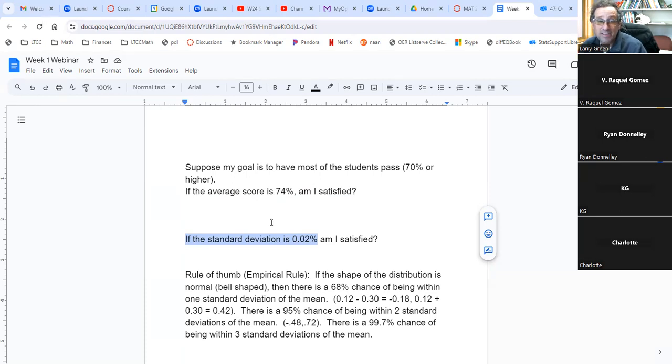If the standard deviation instead was, let's say, 20%, then there's a good chance I'm not satisfied because I may have most of the students not pass. Do you see that? So that standard deviation really helps understand what's going on. Okay, any questions so far?